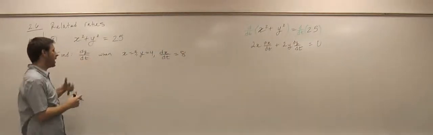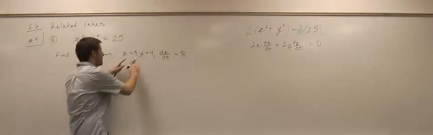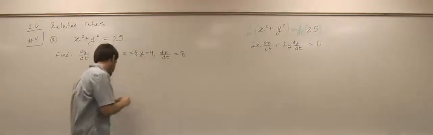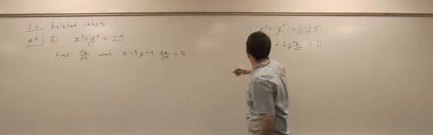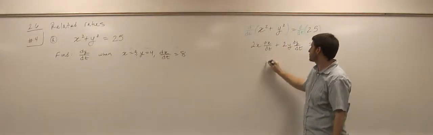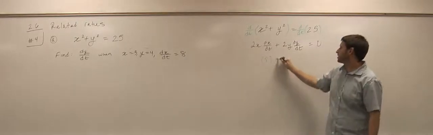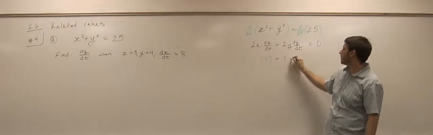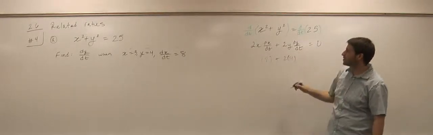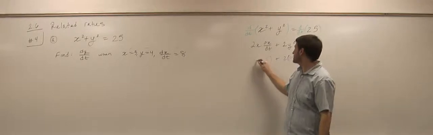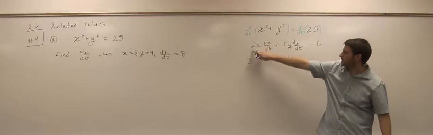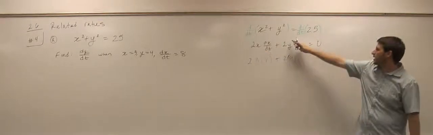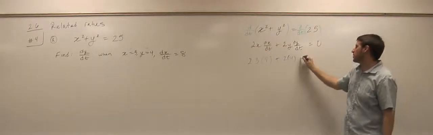We want to find dy/dt, and we have x, y, and dx/dt. We have these three, put them in. dx/dt will be equal to 8. y will be equal to 4. dy/dt we don't know. x is equal to 3. And so I put in dx/dt, I put in x, I wrote the 2 down again, I put in 4, and then I have to solve for dy/dt.